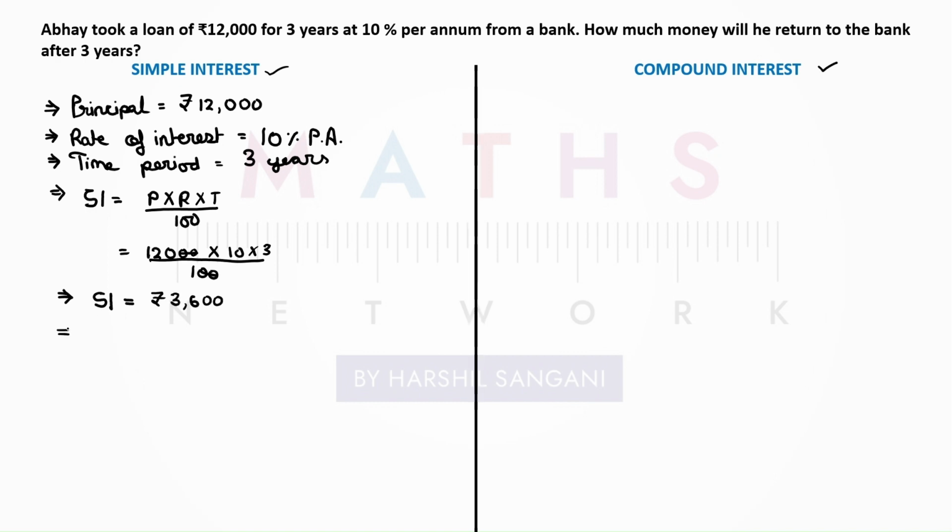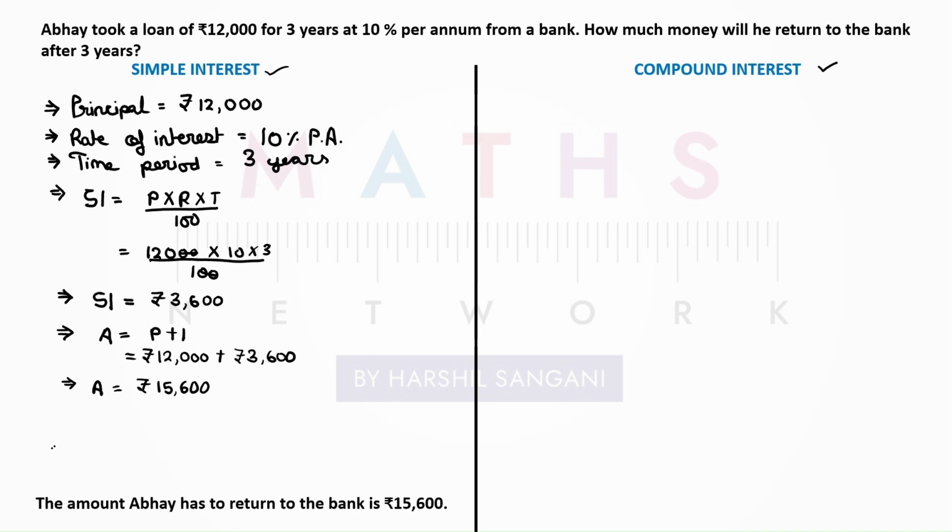Now we recall the formula of amount, that is principal plus interest. The principal that we have is rupees 12,000 and the interest that we got is rupees 3,600. When we add these up, we get the amount to be equal to rupees 15,600. So in the statement we can write that the amount Abhay has to return to the bank is rupees 15,600.